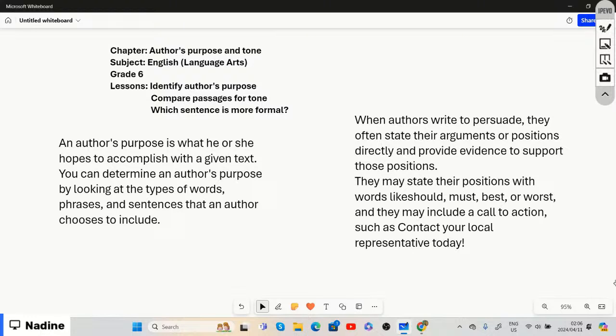All right. So when it comes to author's purpose and tone, an author is a writer who writes books, articles, or anything, right? An author's purpose is what he or she hopes to accomplish within a given text. You can determine an author's purpose by looking at the type of words, phrases, and sentences that an author chooses to include.